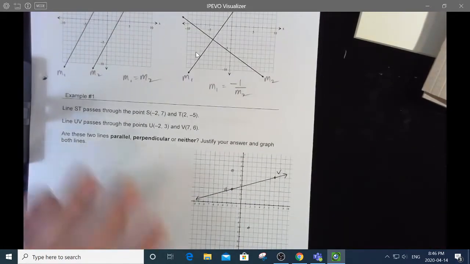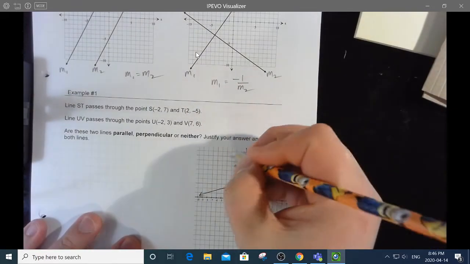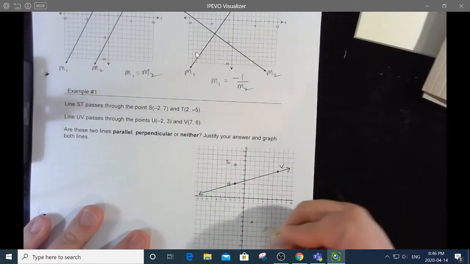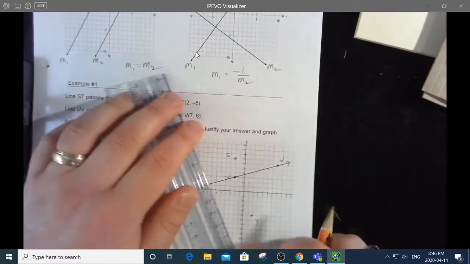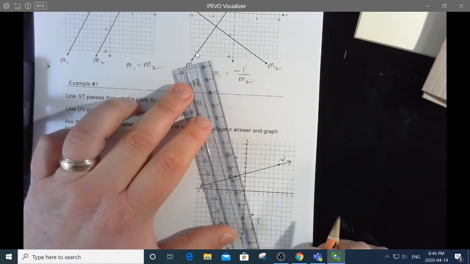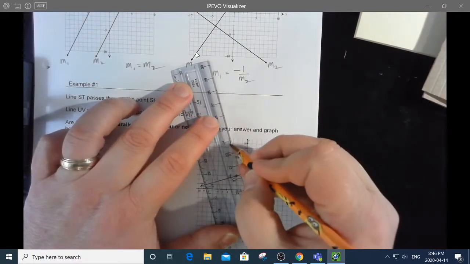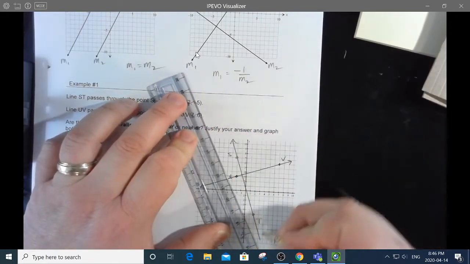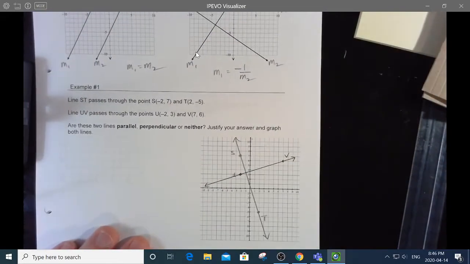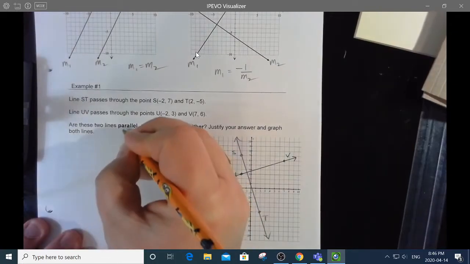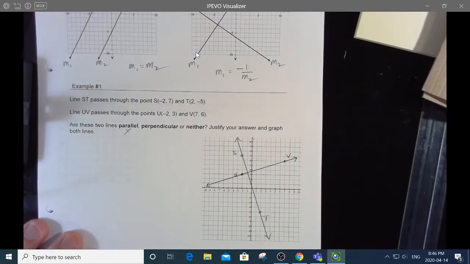There we go. And the other one was, what was it again? S was the tall one, and T was the bottom one. And we have a line that goes through those. There we go. So, are these 2 lines parallel? No. Perpendicular?